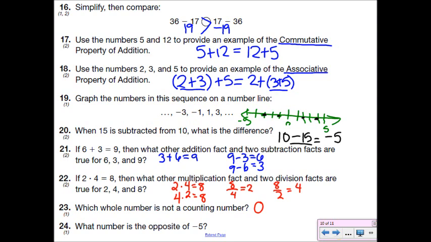What number is the opposite of negative 5? Opposite means we're going to take the opposite sign. So we're going to change the negative into a positive. So the opposite of negative 5 is positive 5.